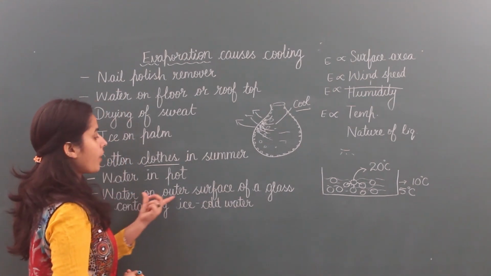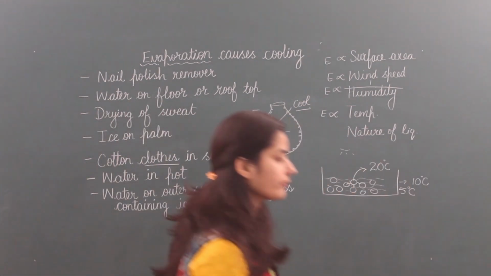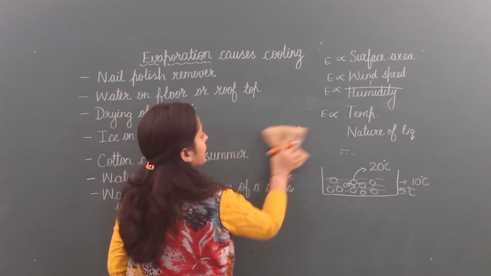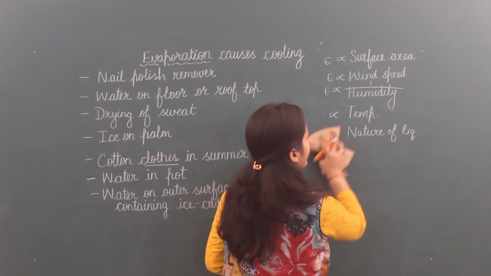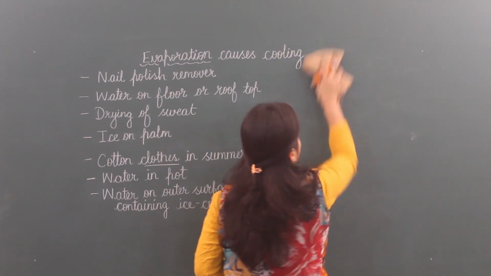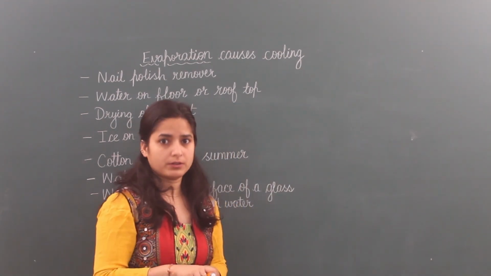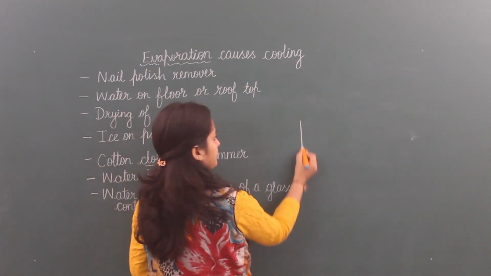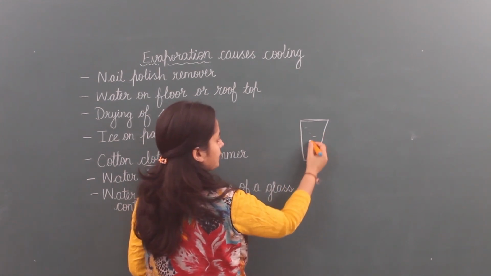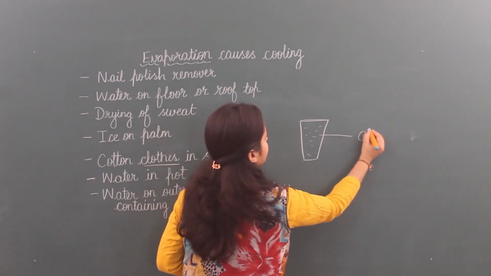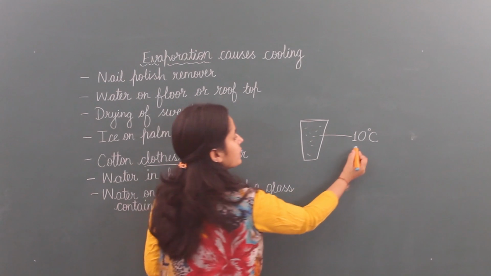Next, water on the outer surface of a glass containing ice cold water. You have seen this when you take a water bottle from the refrigerator, or any cold drink, or take water from the fridge and put it in a glass. What happens at that time? You simply fill it with water. This water temperature is say 0 degrees Celsius or 10 degrees Celsius. It is very cool this time.